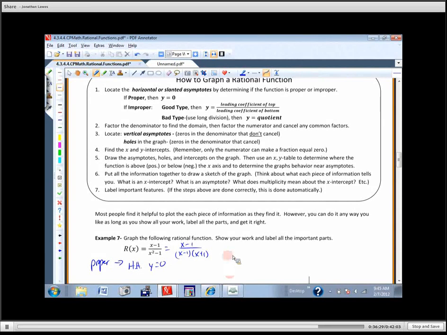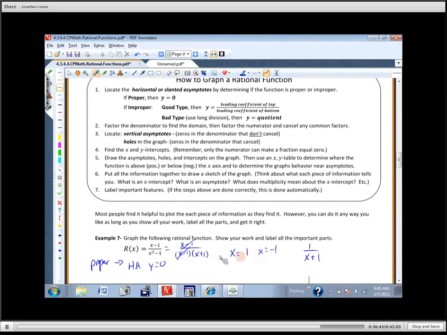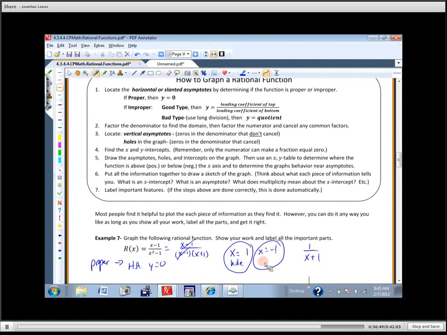What numbers can't we plug in? 1 and -1. Okay? This one cancels. So the simplified version is 1 over x plus 1. This one here canceled. What does that mean about this guy right here? It's a hole. What does that mean about this one? Vertical asymptote.